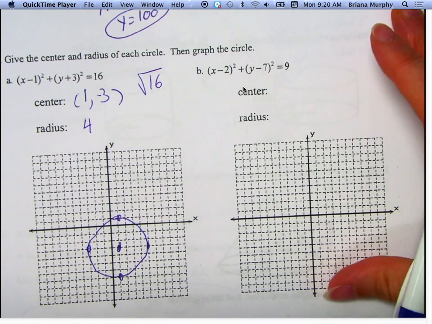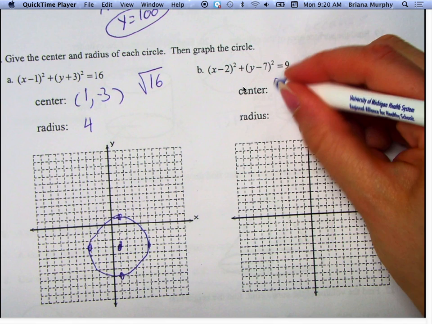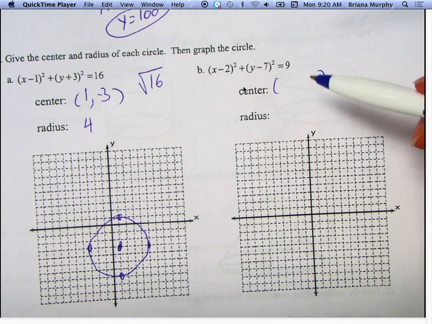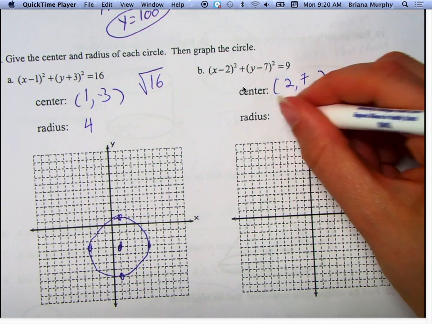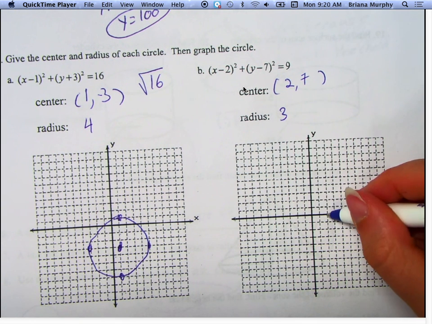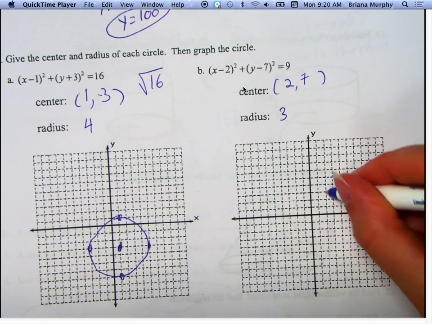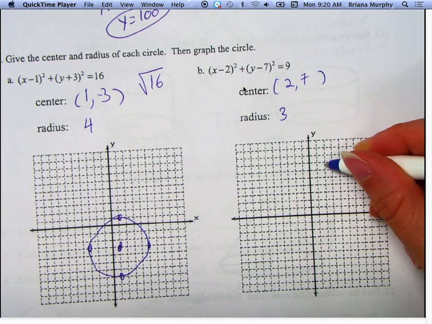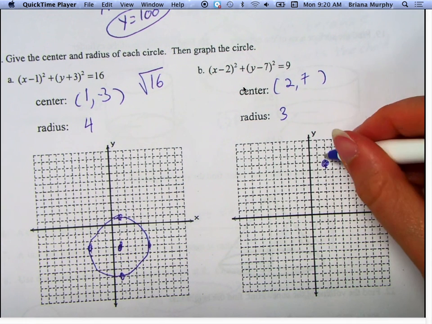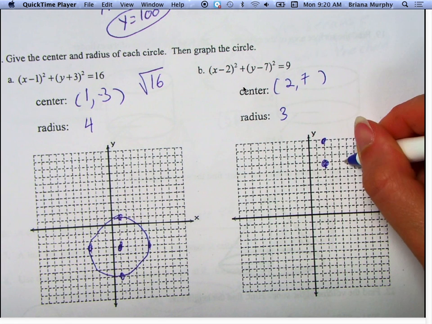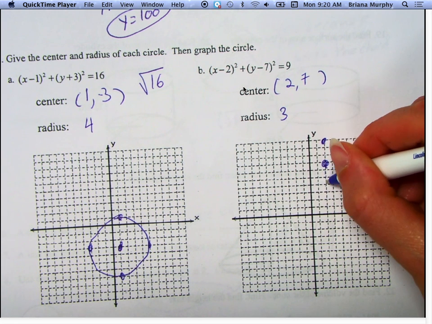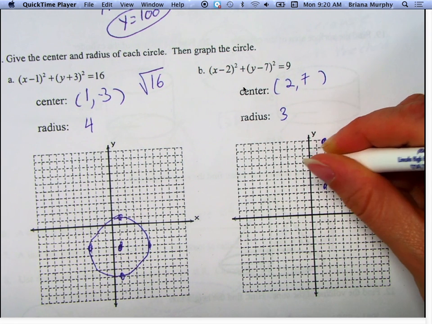Okay. B. What's the center of this one? And what is the radius? There we go. So I go to the right 2, up 7: 2, 3, 4, 5, 6, 7. And then I go 3 in all 4 directions. 1, 2, 3. 1, 2, 3. 1, 2, 3. 1, 2.